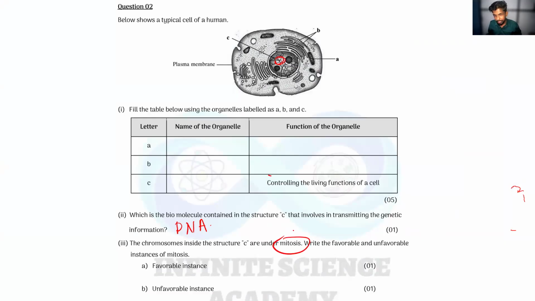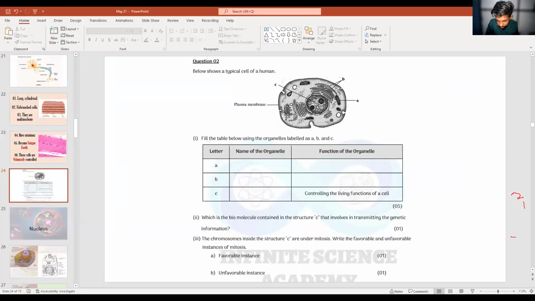And mitosis. There are three importances of mitosis: wound healing, growth of the organisms, and asexual reproduction. Right? I will show you the picture for that one, because I haven't put the picture in a slide for that one. Wait a minute, I want to open that presentation. Wait for a while.